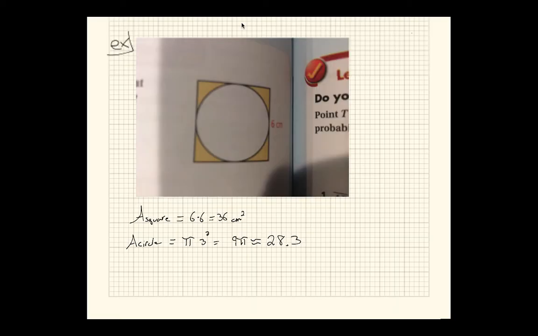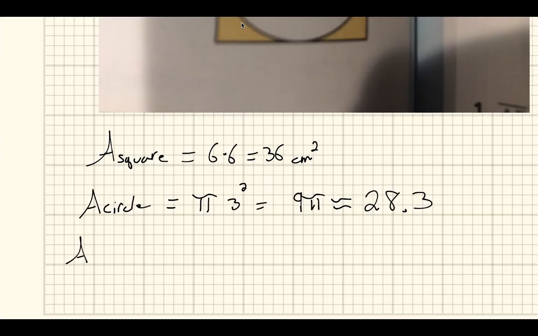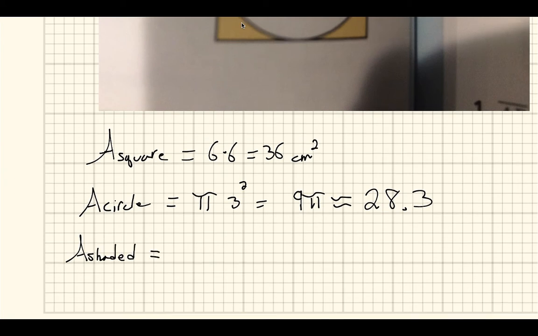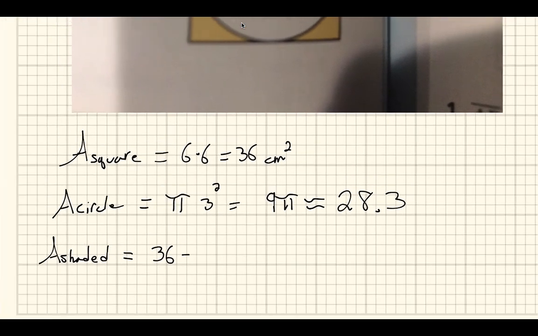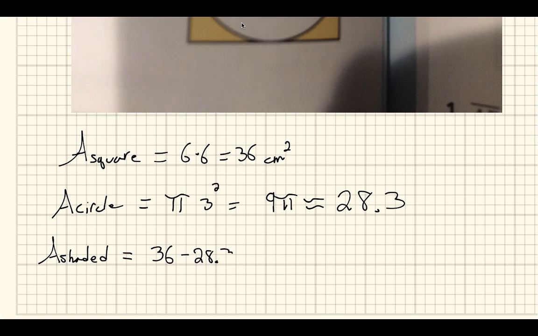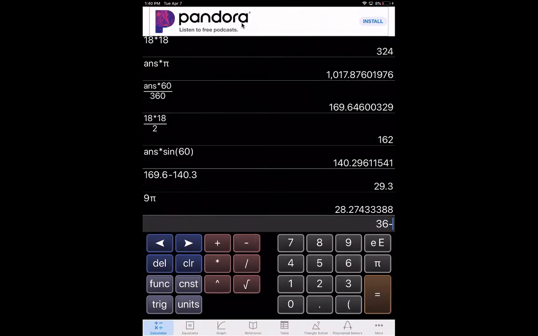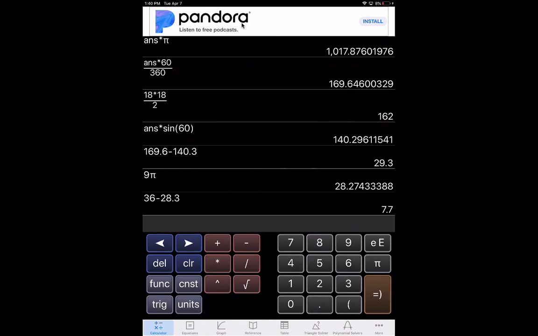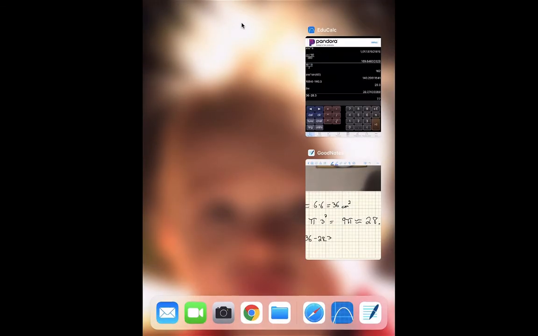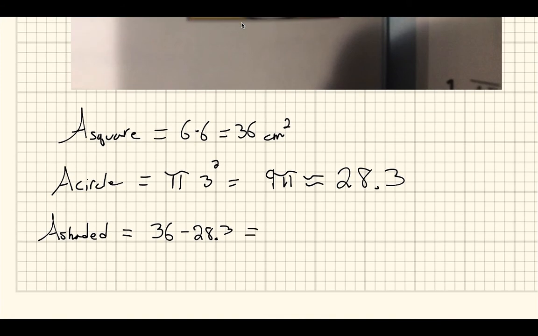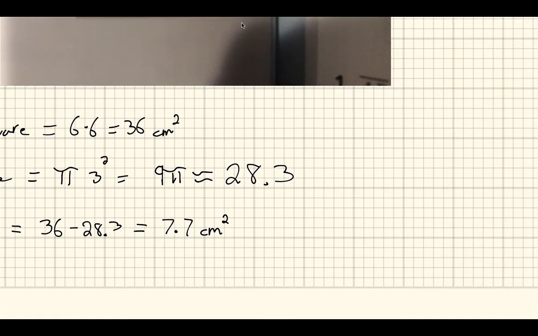Now, if we want the area of the shaded region, we said to subtract those two. So take 36, subtract 28.3. 36 minus 28.3 gives me 7.7 centimeters squared. Write centimeters squared here.